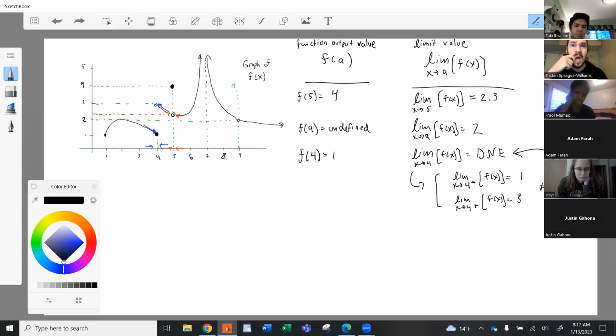Yeah, I also had a question. When you do the function output value on the left, you're just focusing on a point, but when you're doing the limit, you're focusing on the graph more? Yeah, actually. The function output value is like the horse has blinders on. You're only looking at one point and that's all you care about, and literally nothing else matters. It's just what happens when we plug in 4 to the function, you get 1.